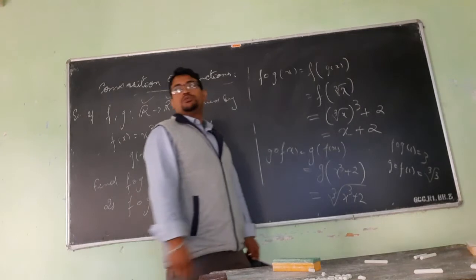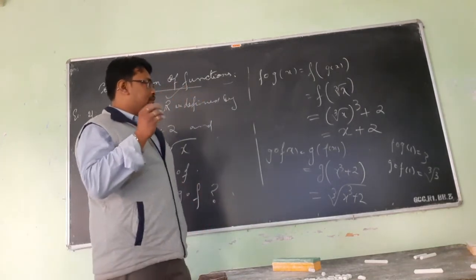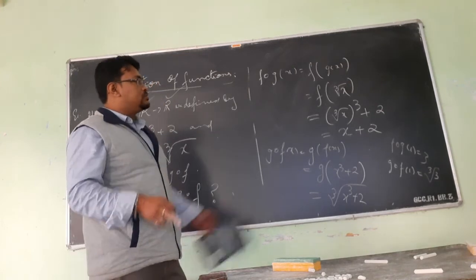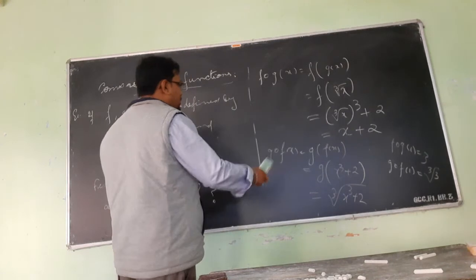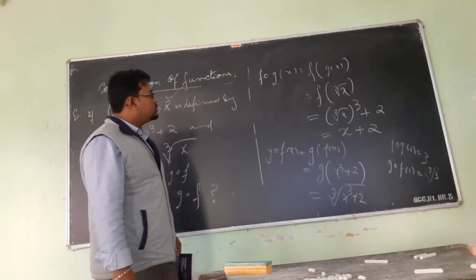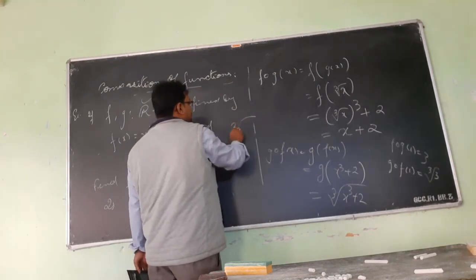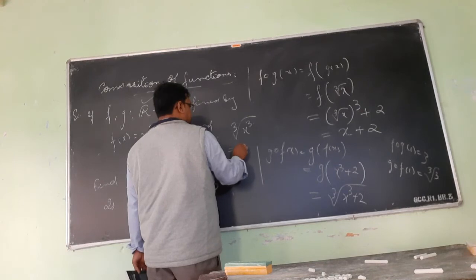So they are unequal. If two functions are different even at one single point, they are unequal. Okay. Sir, cube root of x cube. Cube root of x cube. This is x only. This is not mod x. This is just x.